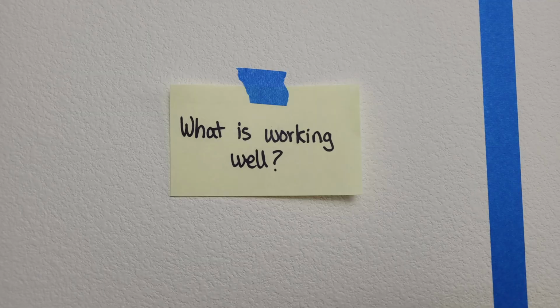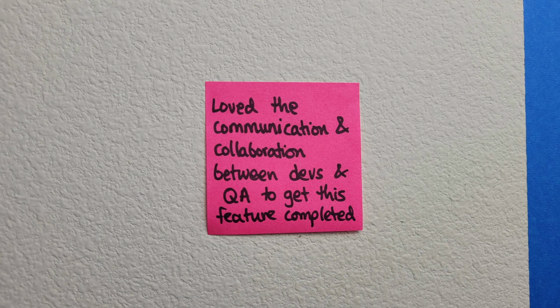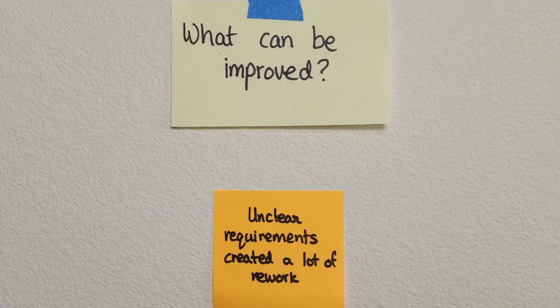For what is working well, you can include any shoutouts, so we can acknowledge the great work that people are doing on the team. Here is an example of what is working well. Loved the communication and collaboration between developers and QA to get this feature completed. For what is not working well, we're not going to include any names. This is a blameless retrospective. Here is an example of what is not working well. Unclear requirements created a lot of rework as we weren't sure what to build.